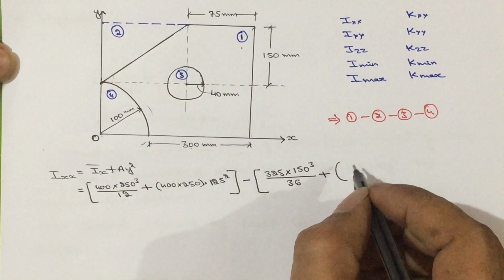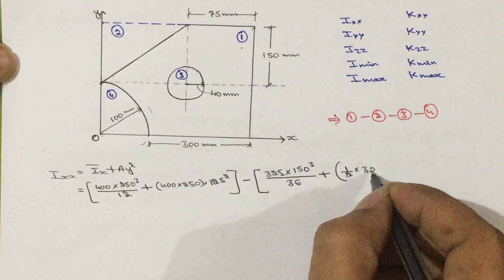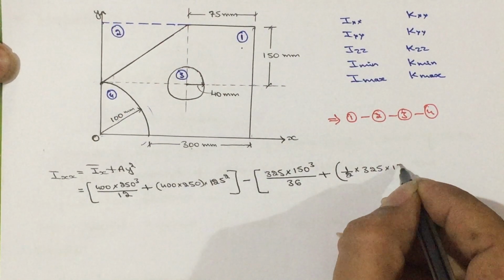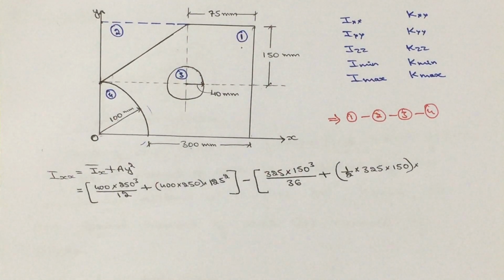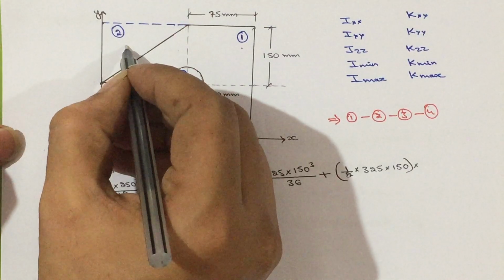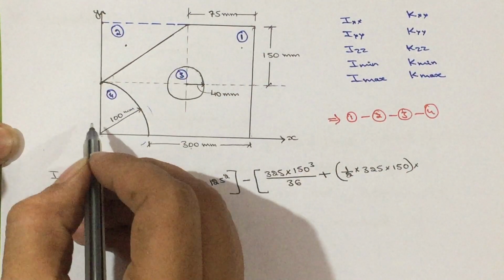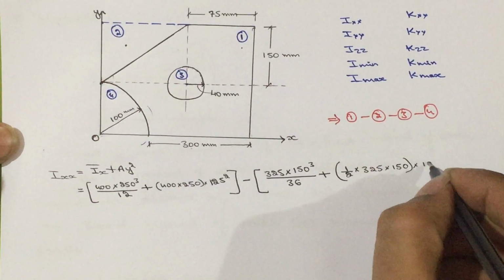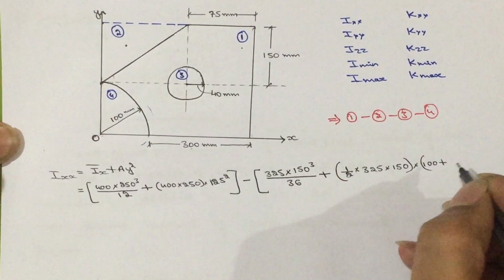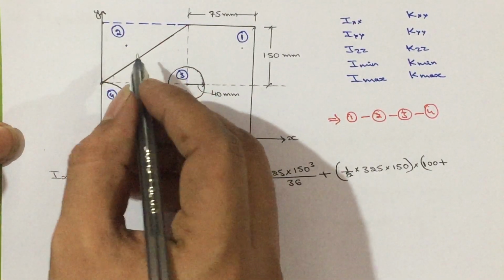then area of the triangle is given by half into base, that is 325, into height, that is 150, multiplied by y square. y is the distance of the centroid of the triangle from the x reference axis in the y direction. So, from here to here, how much? 100 plus, from here to here, how much will it be?